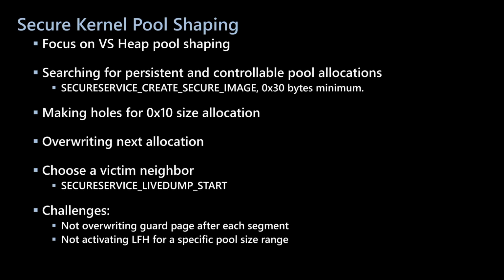There are two challenges here during pool shaping. First, there is a guard page after each VS heap segment. If the undo MDL is allocated at the end of the segment, it will corrupt the guard page and cause bugcheck. Second, I cannot make too many allocations of the same size. Otherwise, it will activate the LFH bucket if over threshold.